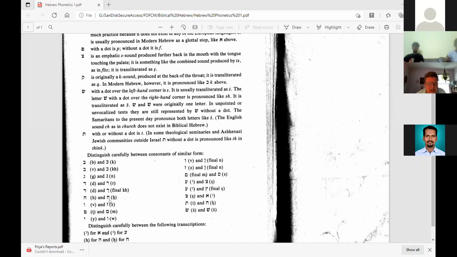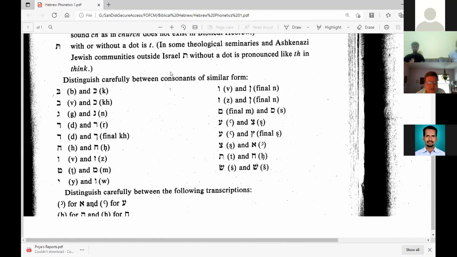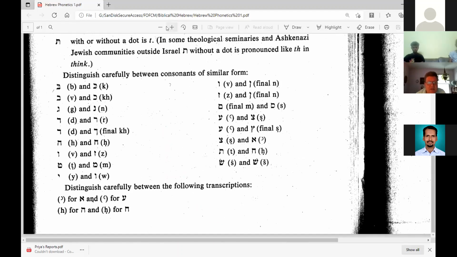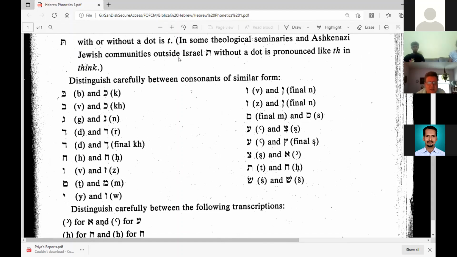The Hey and the Heth. The difference between the Hey and the Heth is that if we look, we have to zoom in, I guess. Maybe I have to see if I can zoom. Plus, plus, plus. Okay, go down here. Maybe that helps, no? For some people it helps.